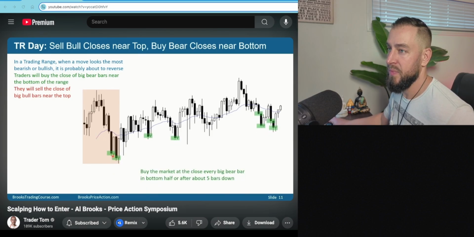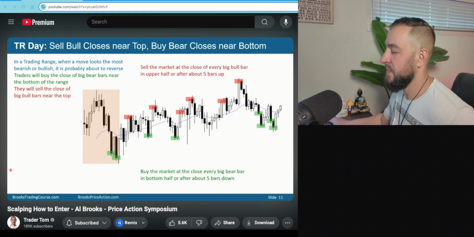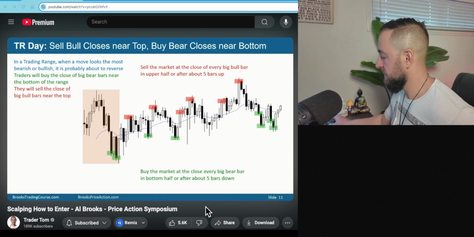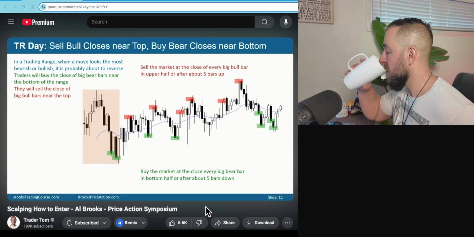A big bear bar near the low, you buy, you buy, you buy. And you keep doing that all day, and you're taking quick profits. You're looking for scalps. If there's a big bull bar, you're more likely going to make money if you sell, especially if you can use a wide stop and scale in. So every big bull bar in the top half or top third of the range, traders will sell, they'll use wide stops, and they'll scale in, and they'll exit with a scalp, a quick profit.